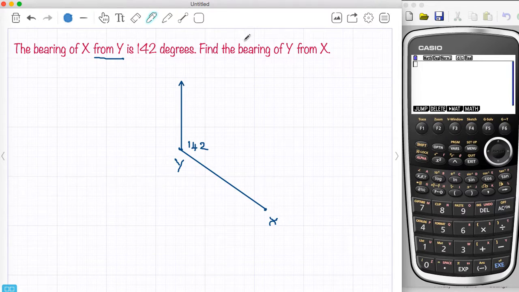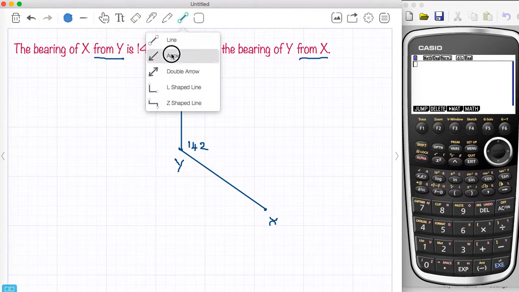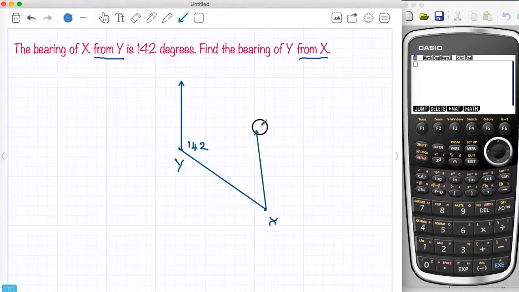Find the bearing of Y from X. So this time I'm here and I want to go back. So I draw my line north. My bearing has to be all the way around the circle like that. So that in there is my bearing. And I look at this 142 and these two add up to 180.